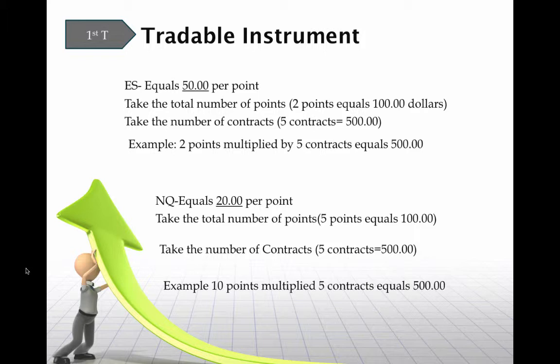The NASDAQ equals $20 a point rather than the 50. Why we like the NASDAQ is, again, because it tends to move more. So 5 points is basically equal to 2 points. So 2 points on the S&P is equal to 5 points on the NASDAQ. So if you take a total number of points, in this case 5 points equals 100. You take the number of contracts, if you had 5, that would equal the 5 contracts.